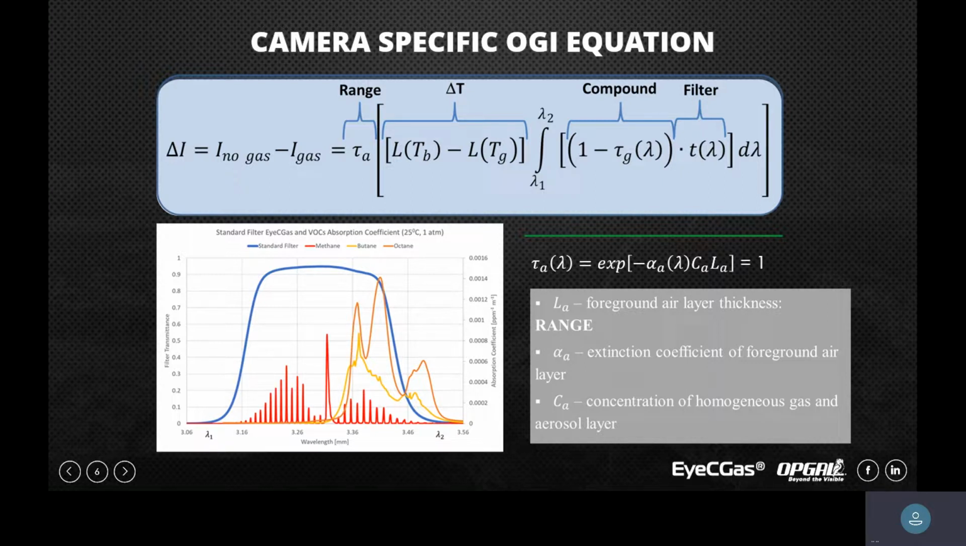So when I talked about a bandpass filter, you can see here, this is a graph that I put together of the camera filter. This is our standard filter that we use. And three gases: methane is the red line. You can see that our standard filter is centered around the methane.